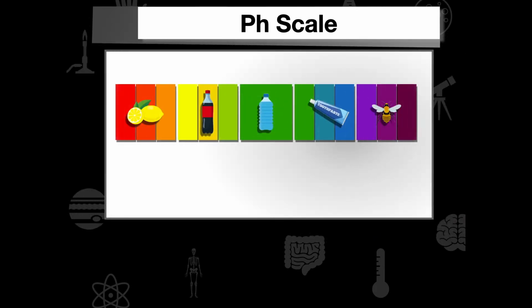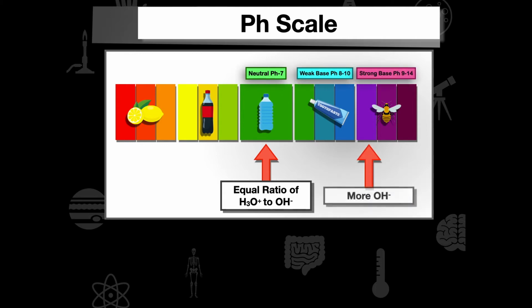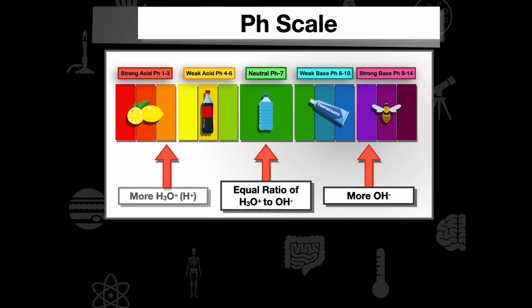What we see is in the middle of this scale, we have a neutral pH. That means we have an equal ratio of H3O+ to OH-. It's a 1-to-1 ratio. Now, if I go to the right-hand side of this column, anything that's basic is going to have more OH- in comparison to H3O+ or H+. Anything that is acidic, we have more H3O+ or H+, we can shorten it, as compared to our OH-.